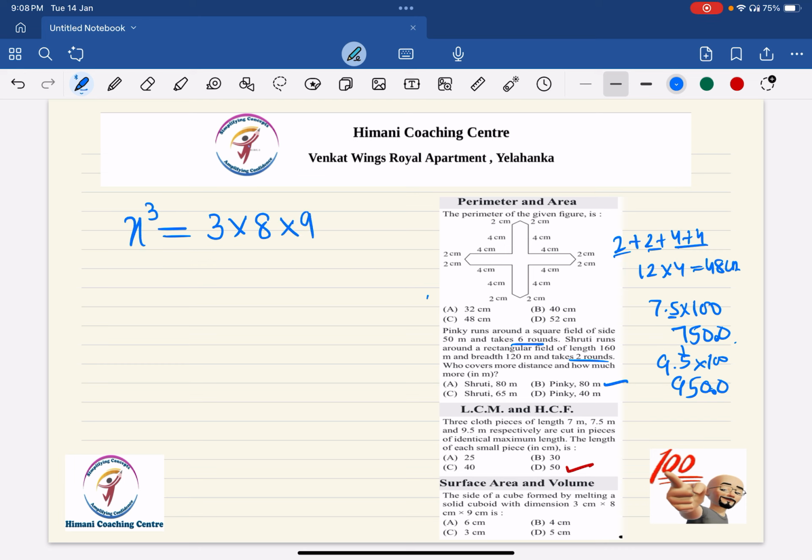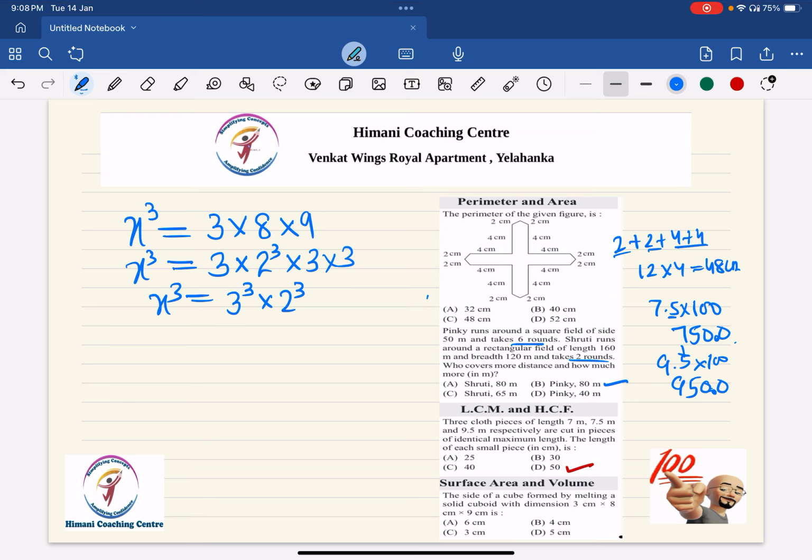Okay, students. Now see, rather than multiplying, we can just factorize. So 3 and 8 is what? 8 is 2 cube and 9 is 3 into 3. So basically what are we writing? We are writing 3 cube into 2 cube.